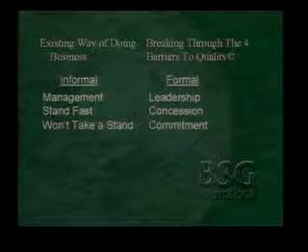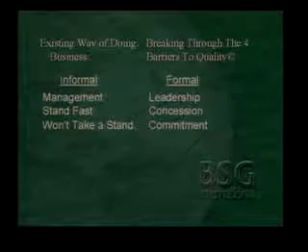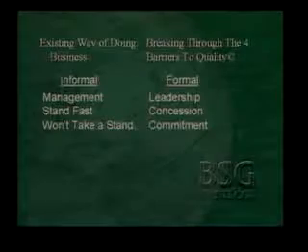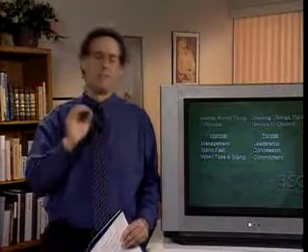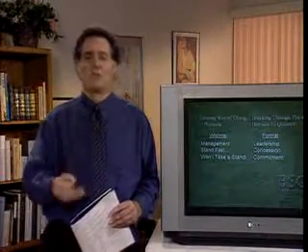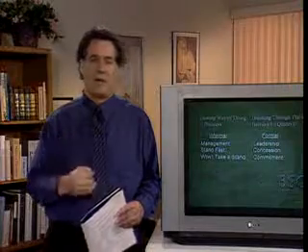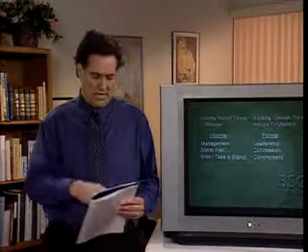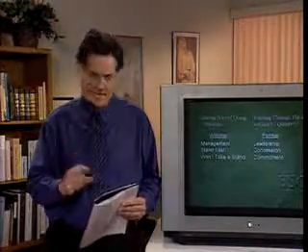Underneath it says, won't take a stand. In an informal organization, what you're going to see is that we're going to kind of address every issue, go back and forth, other than really what the deal is or what's being asked. We won't take a stand because we're afraid of what's going to come back to us or come back to our department. So in an informal organization, won't take a stand.